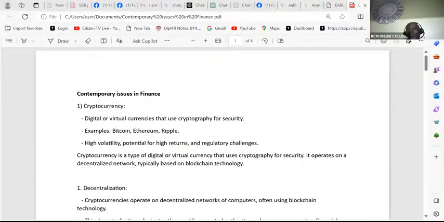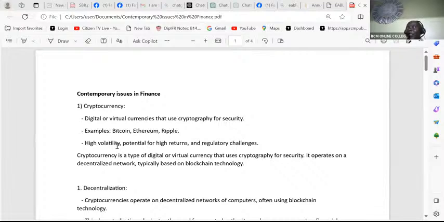All right, so looking at contemporary issues in finance. Contemporary means current things. Now, cryptocurrency: cryptocurrencies are digital or virtual currencies that use what we call cryptography for security. I'll be able to explain what this means. But the thing is, cryptocurrencies, you can't touch them. They are not tangible. Examples include Bitcoin, Ethereum, Ripple is also doing very well. And they are basically characterized by high volatility.